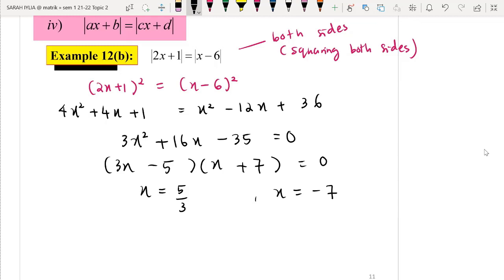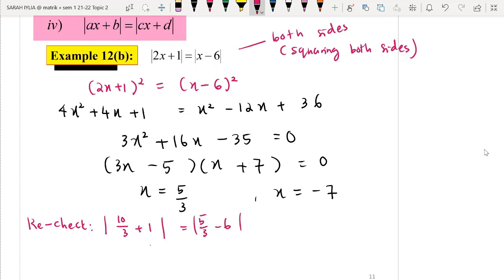Okay. So, in this case, lepas kita check satu-satu, kita akan kena reject. Yang mana satu? Saya rasa yang negative 7 ni kita kena reject ni. Saya tulis lah ya. Okay. So, kita pergi tulis penuh-penuh lah. Recheck. Okay, so saya masukkan 5 over 3 tu dulu. So, kita akan dapat 10 over 3 plus 1. So, 13 over 3. And then, 5 over 3 minus 6.